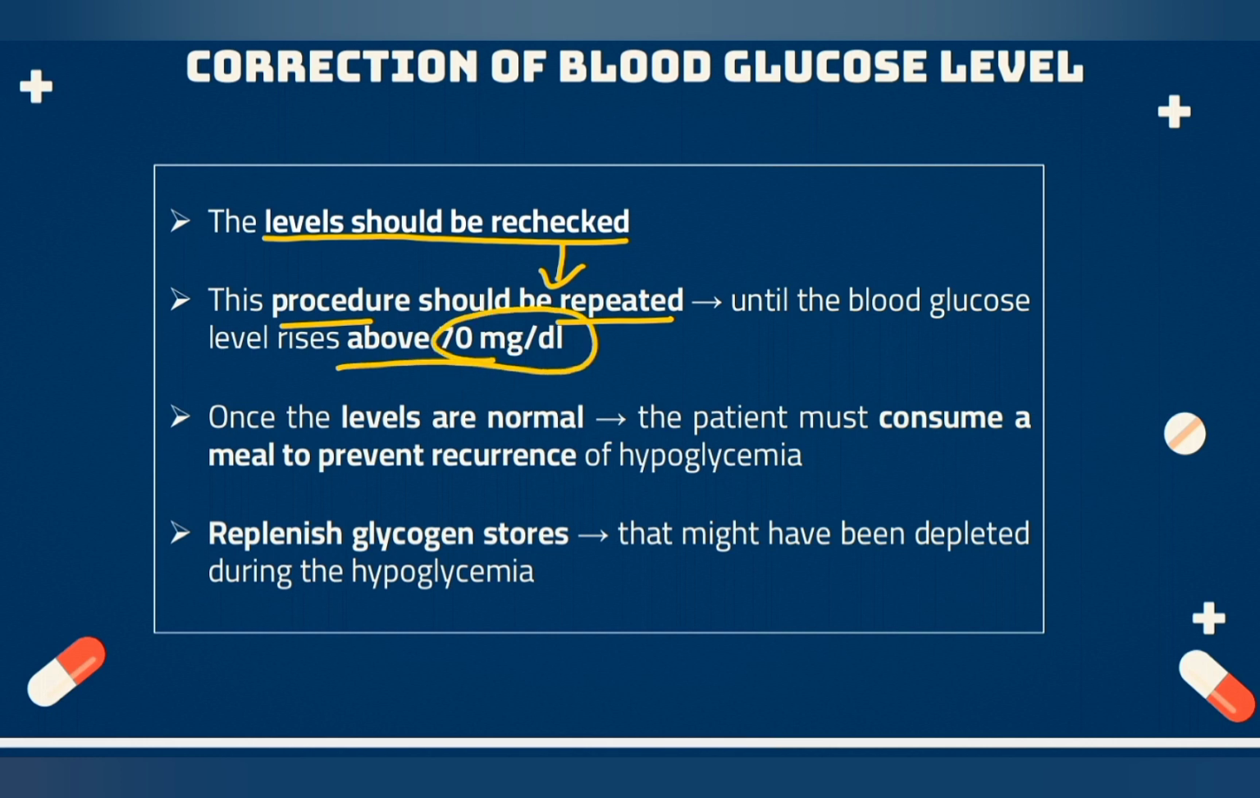Once the person achieves the level of 70 milligram per deciliter, we will motivate the person to consume a meal or food to prevent recurrence of such a hypoglycemic level, and after that we need to replenish the level of glycogen in such a person.